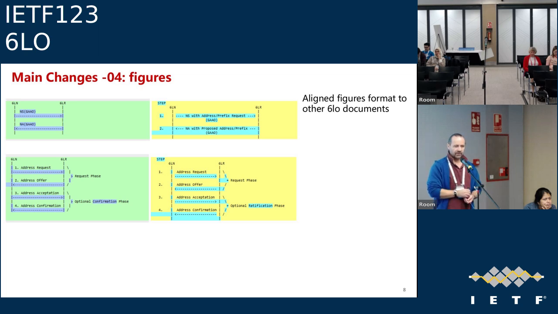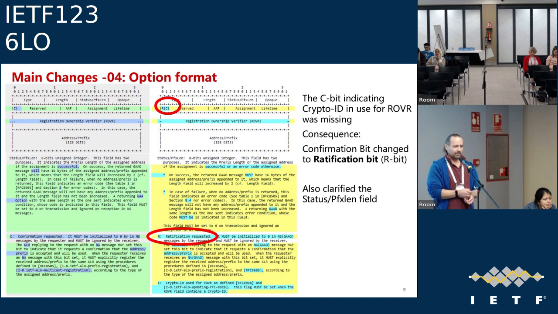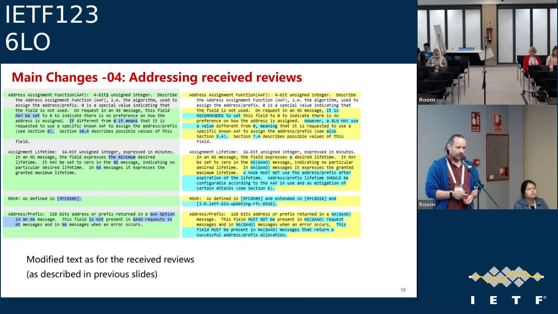We updated the figures a little bit. A very simple change is that the steps are counted on the left side, a format that Adnan rightfully pointed out is used in the majority of the other documents in this group. So it is better to be coherent and have the same type of figures. This is the R bit, the ratification bit. The operation is the same, it's just that now we have the R bit for the ratification. This C bit, which is related to ROVR in 8505, is basically described in its meaning. We addressed here and there all the reviews that we received all over the document.